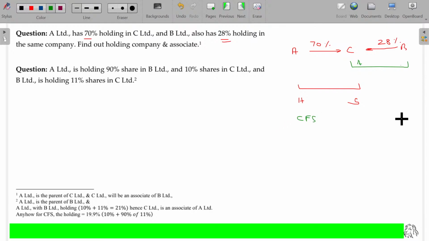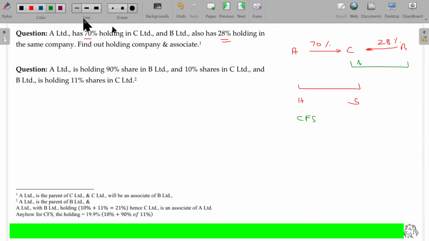What about B, sir? Do I want to prepare CFS? No, not clearly stated. If B is the parent of any other companies, then CFS is required as per AS number 21. So now what happens? What about AS number 23? Will AS number 23 be applicable or not here?